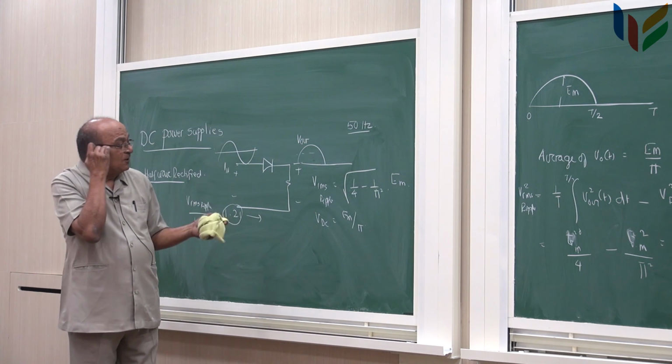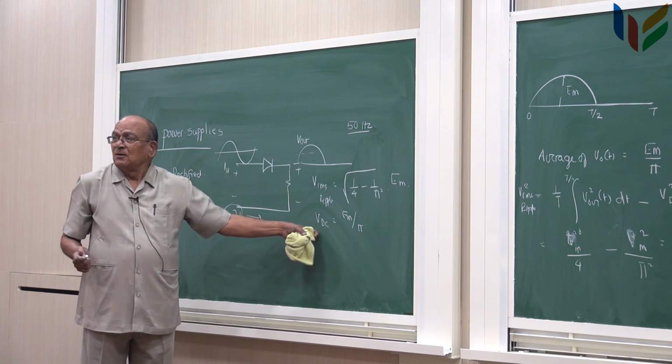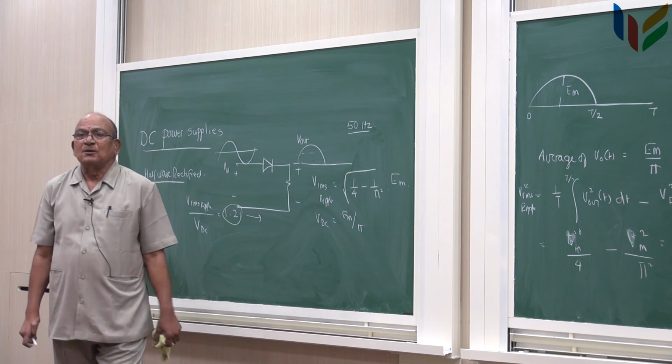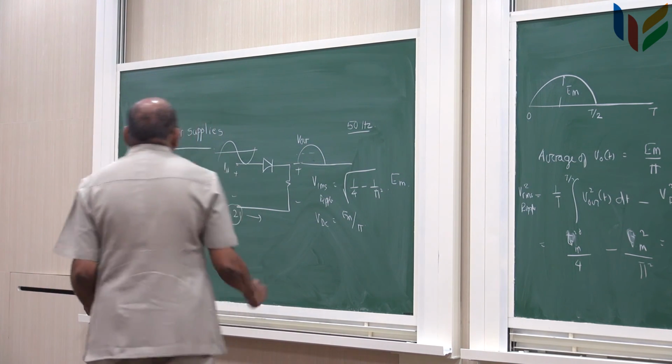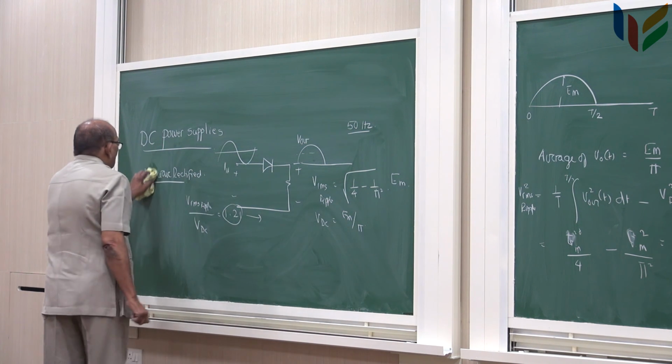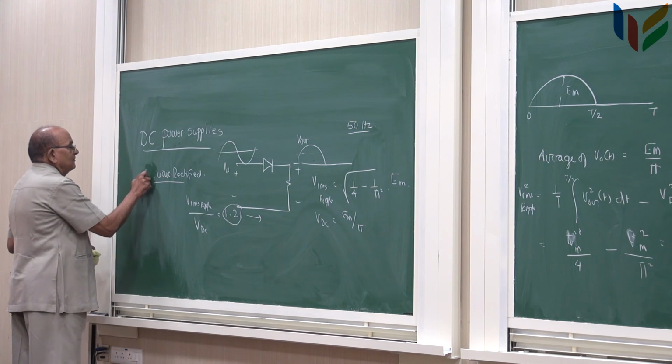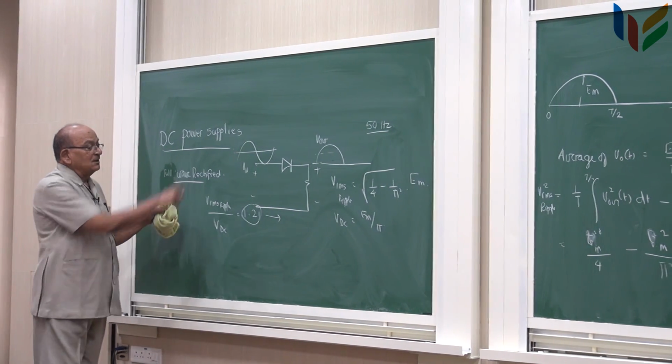So we will find some other ways of getting rid of this ripple, or reducing the ripple to as low a value as possible. But before we go to that, we will go to the full wave rectifier as against the half wave here.